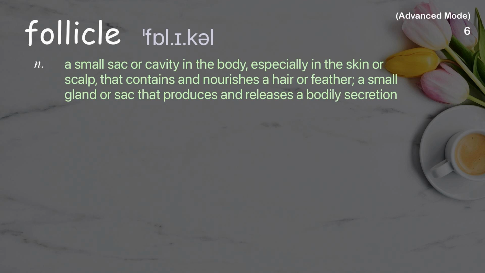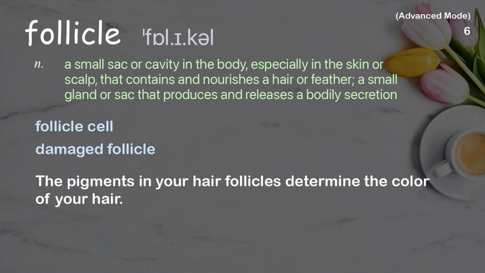Follicle. A small sac or cavity in the body, especially in the skin or scalp, that contains and nourishes a hair or feather; a small gland or sac that produces and releases a bodily secretion. Examples. Follicle cell. Damaged follicle. The pigments in your hair follicles determine the color of your hair.